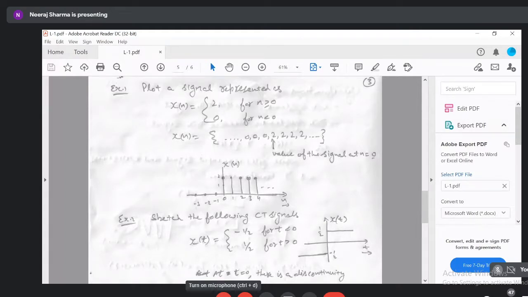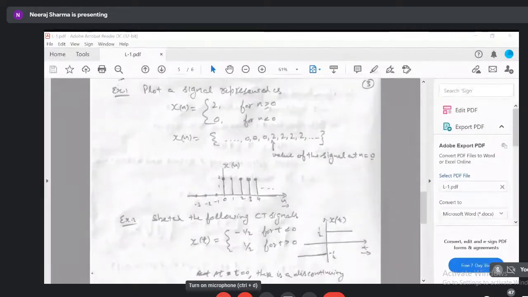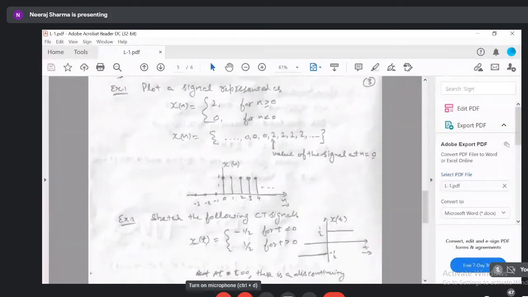So this is one of the examples of how to plot. If you have any question regarding CT and DT signal, then you can ask. अगर कोई कुछ पूछना चाहता हो तो पूछ सकता है. Is there any question regarding the CT and DT signal? So, okay, if you do not have any question, then kindly look at these examples.